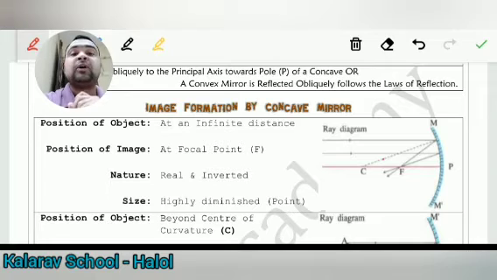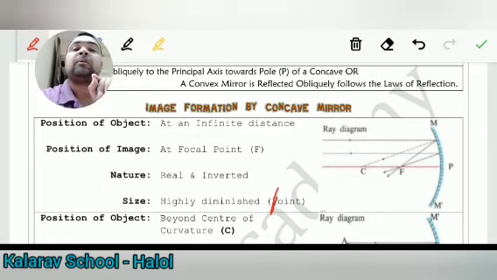First, if you take the parallel ray, then after the reflection it will always pass through the principal focus. Second, if you take the ray which is passing through the principal focus, then after the reflection it will always be parallel to the principal axis. Third, if you take the ray which is passing through the center of curvature, then it will return in the same direction. And fourth, if the ray is incident on the pole, then whatever angle of incidence is made with the principal axis, the same angle will be formed by the reflected ray with the principal axis.